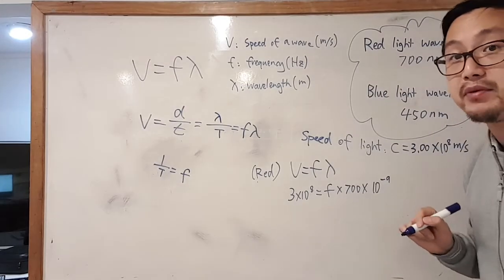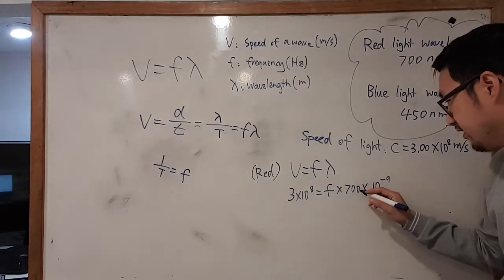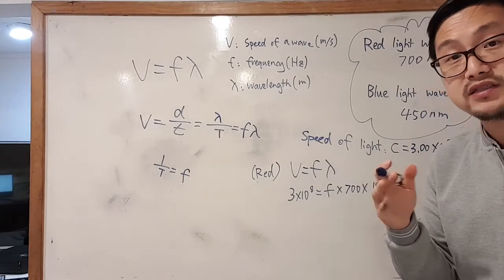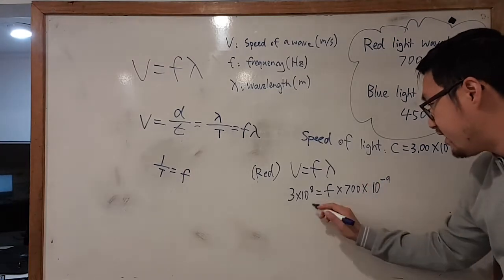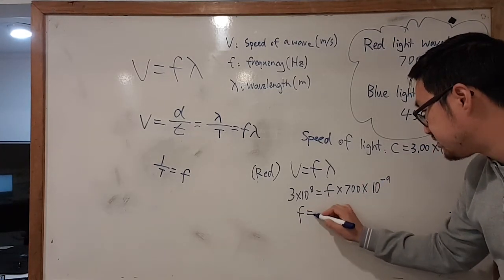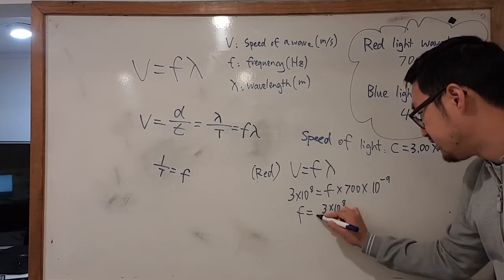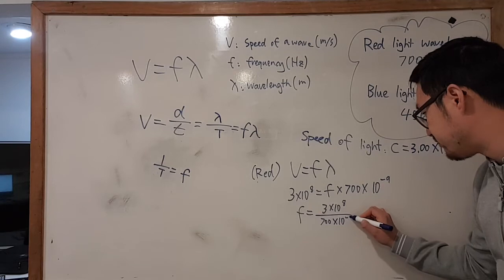Okay, if you can't remember, have another look. So nano is 10 to the power of -9. Like milli, 10 to the power of -3. Micro, 10 to the power of -6. And this is nano, -9. Okay, and then you can rearrange it. So the frequency equals 3 times 10 to the power of 8 divided by 700 times 10 to the power of -9. Okay.